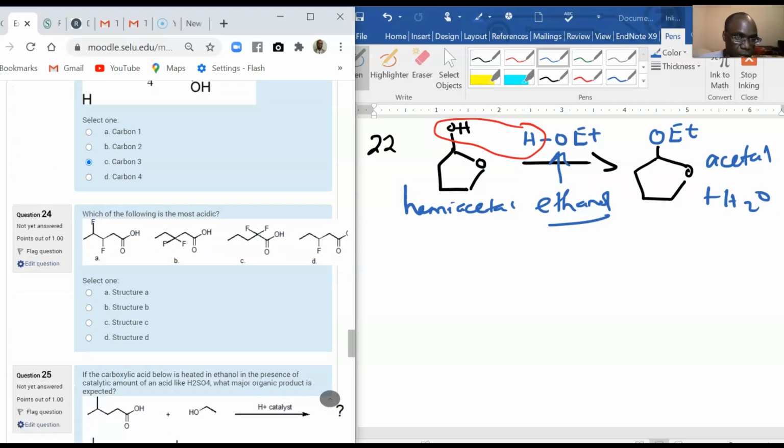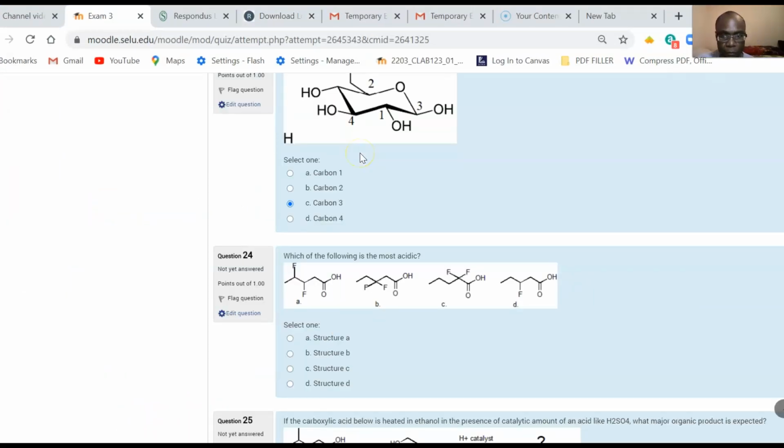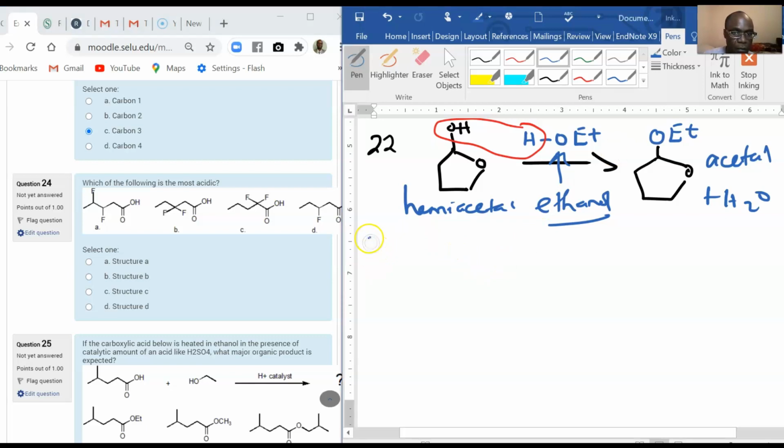Which of the following is the most acidic? Now here you're going to consider electron pull. The closer the electron withdrawing groups are to the oxygen, the more acidic it is. So again, your concentration here on question number 24 is the stability of the conjugate anion. For example, let's look at the answer. The most acidic here should be C. The reason being, those fluorines are very close to the oxygen.